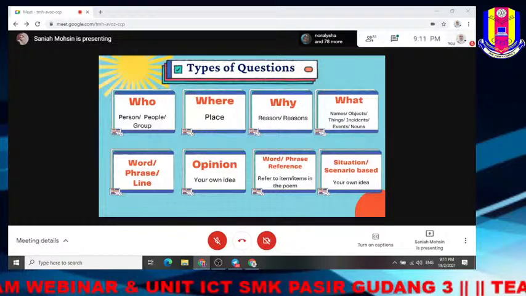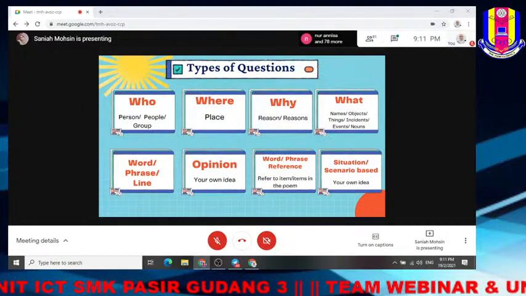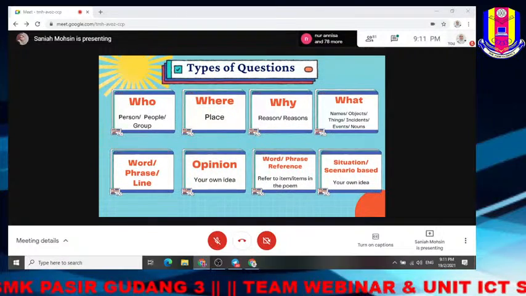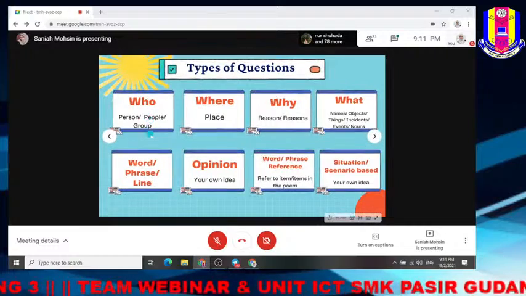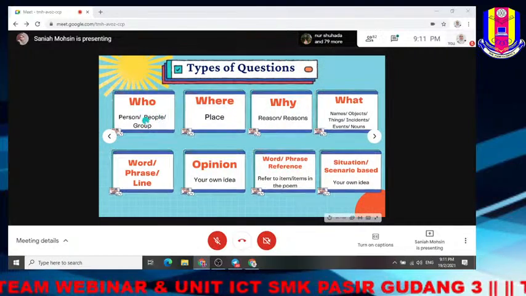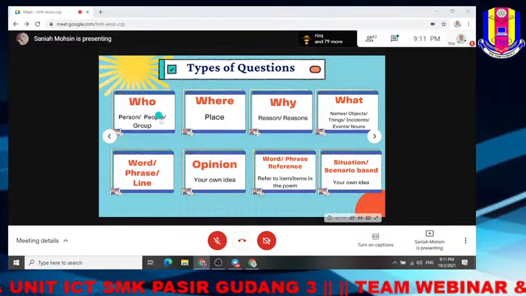Contoh soalan. Okay, yang ni kalau siapa nak screenshot pun boleh. Types of question dia boleh jadi dia tanya tentang who. Who adalah siapa. So make sure your answer must be person, people or group, tentang orang saja. Don't talk about apple ke apa, itu bukan who, itu bukan siapa.